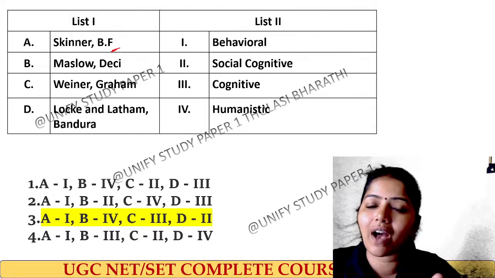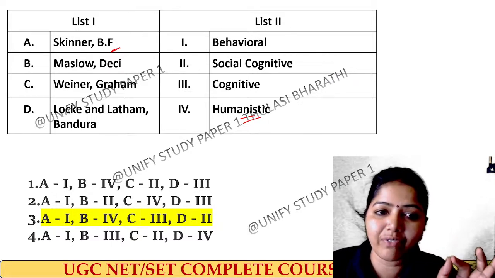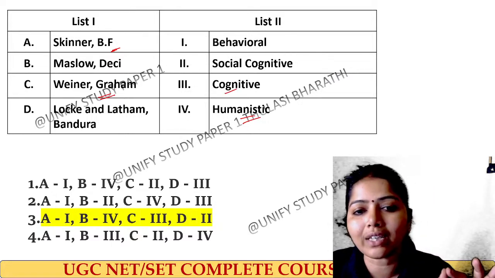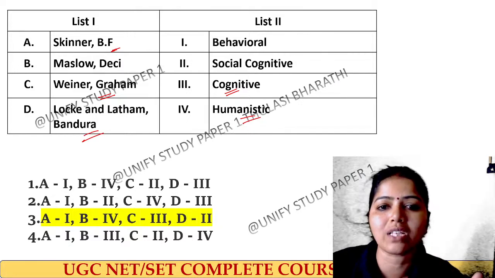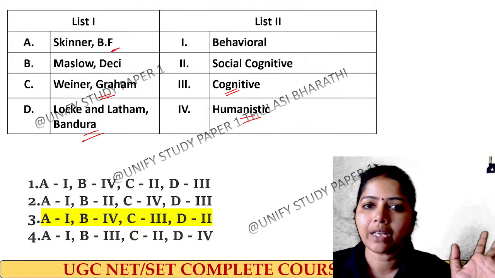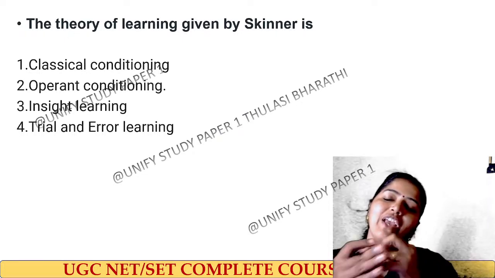And then Maslow's hierarchy, it talks about what? It is for humanistic theory. And then Vanier Graham is for cognitive theory. He is one of the theorists there. Albert Bandura is for social cognitive theory. Clear? Yes. Next one.